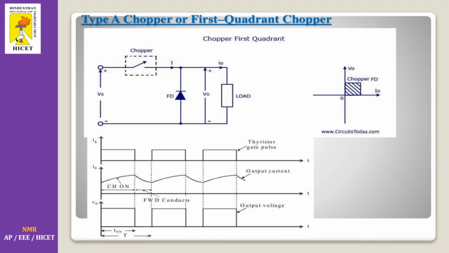Very simple, two modes of operation. When the switch is on, your output becomes positive. That is, when the triggering pulse is applied to the chopper switch, your current I0 will be maximum and V0 will also be a maximum. When the switch is off, there is an off state in your output.